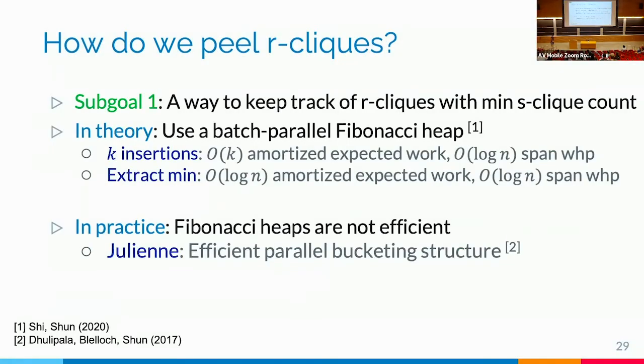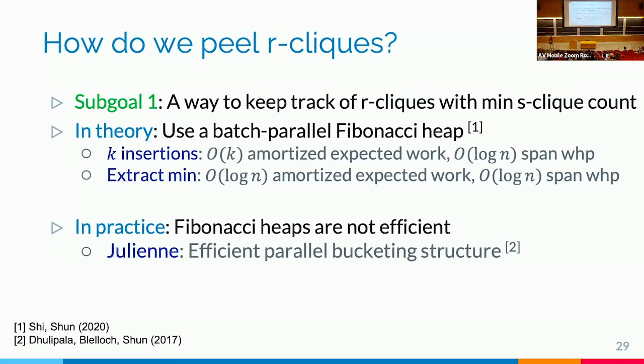So the first subgoal is we need a way to keep track of the r-cliques with the minimum s-clique count at every given step. What we actually use theoretically is a batch-parallel Fibonacci heap that was developed in prior work by myself and Julian. So this can support k insertions in O of k amortized expected work and log n span with high probability. And also it can extract the minimum bucket, so the set of all r-cliques with the minimum s-clique count, in log n amortized expected work and log n span with high probability.